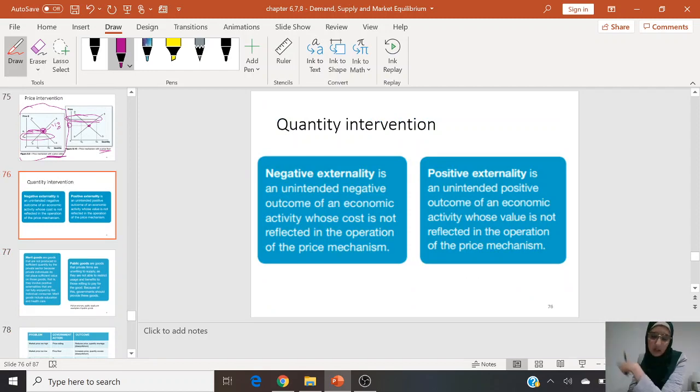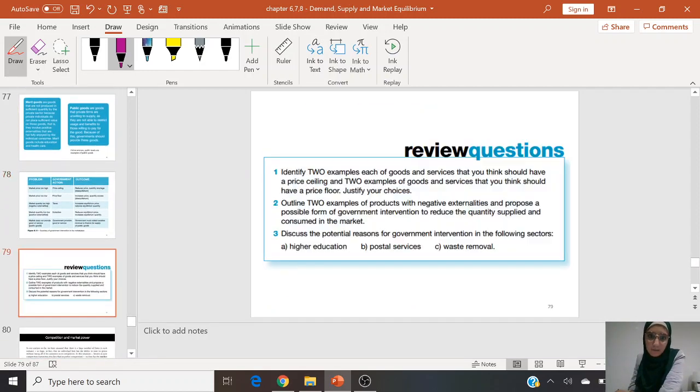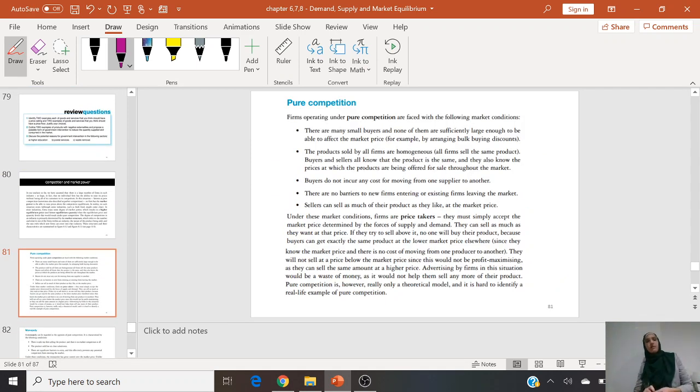So you've got negative and positive externality, right? Goods, public goods. We're going to, again, very briefly talk about the different kinds of market structures. So we've got pure competition. Pure competition is what we've been talking about so far, or what you do in business studies. Pure competition is basically and mainly when you have different businesses competing with each other. Different regular businesses, right? So here it says there are many small buyers, and none of them are sufficiently large enough to be able to affect the market price. For instance, bulk buying by arranging bulk demand. So for instance, you just have regular businesses who are just selling their products and who are just competing regularly.